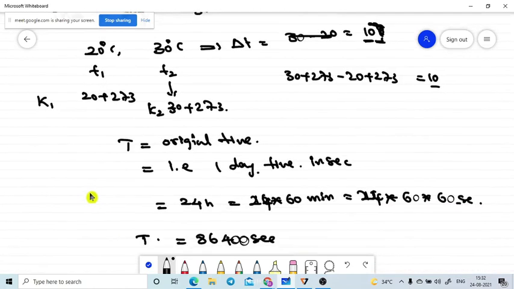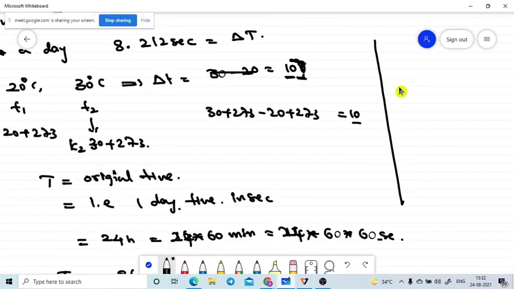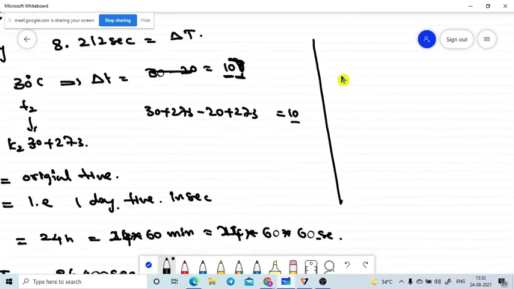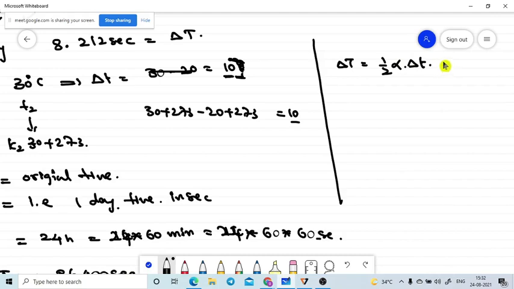Then I am writing the formula once again here. Delta T, the error in the time, is equal to half into alpha into change in temperature, small delta T, into the original time T. Our goal is to find the alpha value. Alpha is equal to delta t into 2 divided by delta small t into capital T. Delta t is already given, so now I need to substitute the values.